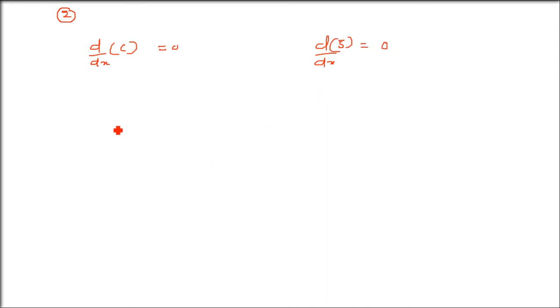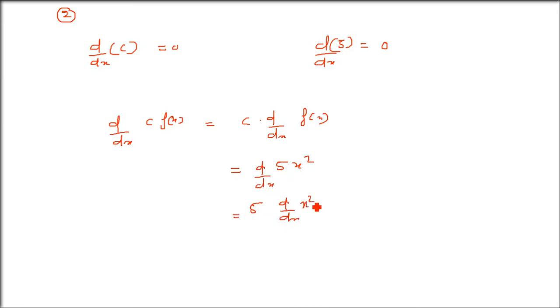Also, if we take the differentiation of a function that has a constant multiplied with it, you can take this c outside and apply d by dx to the function. For example, for 5x square, you can take 5 outside. In x square, d by dx of x raised n is n x raised n minus 1, so 5 into 2 into x, that is 10x, will come.